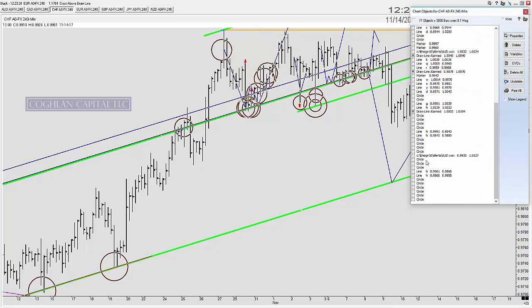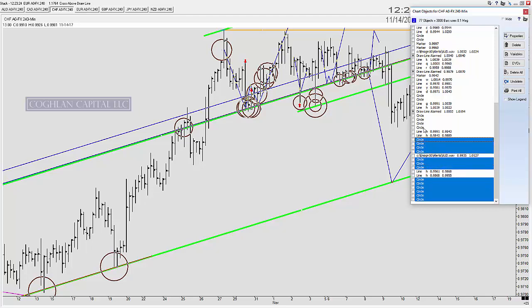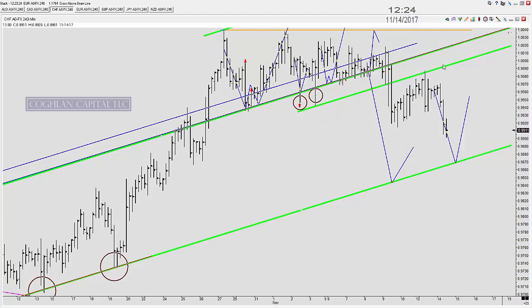For those of you that haven't been on one of my webinars for a long time, you'll probably recall my addiction to drawing circles on charts. I have to see a therapist about it.